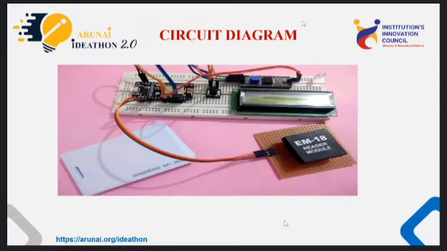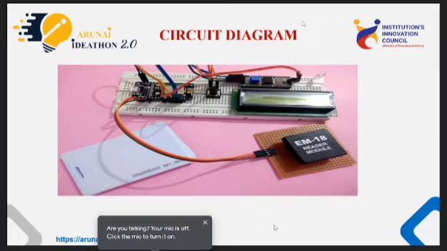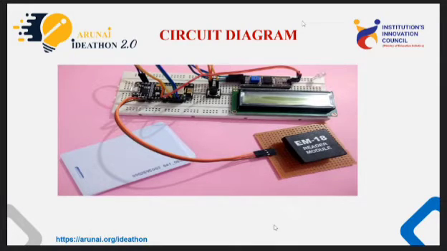Circuit diagram. This is the RFID. We are taking 3 RFID tags, and this is the EM18 reader module. It transmits a unique ID. The 16x2 LCD displays 32 characters, with a tactile switch used on it. All these are connected on the breadboard.